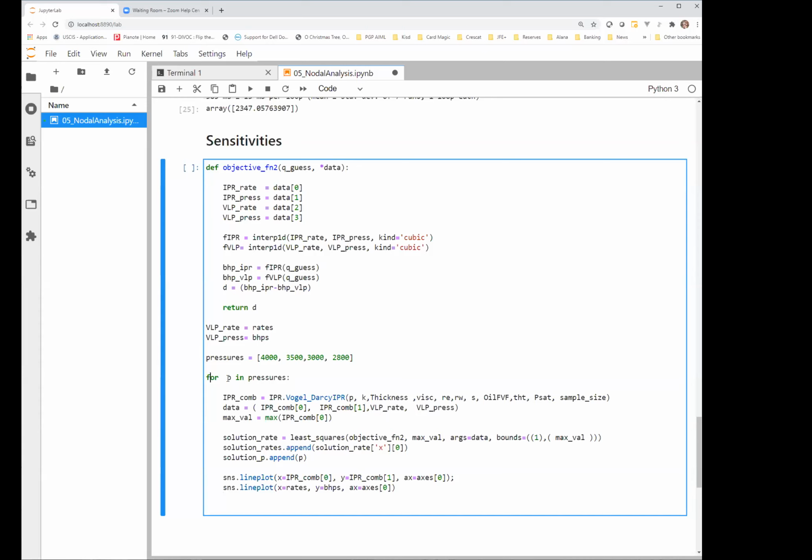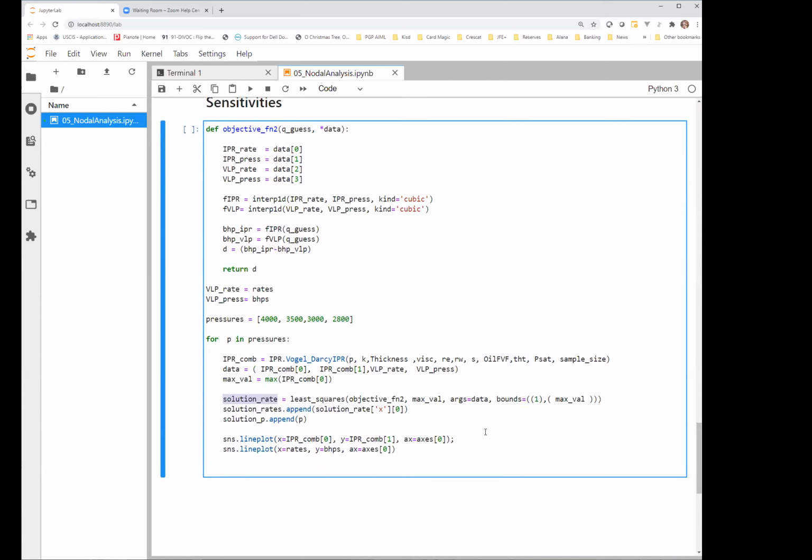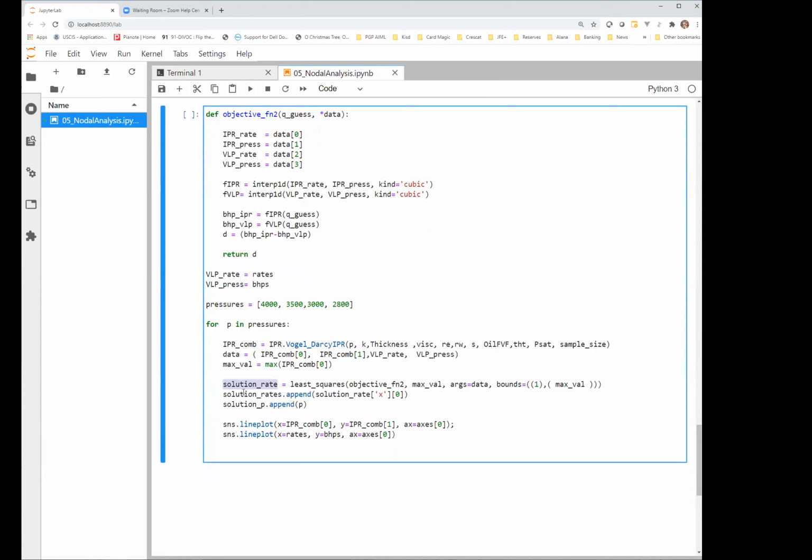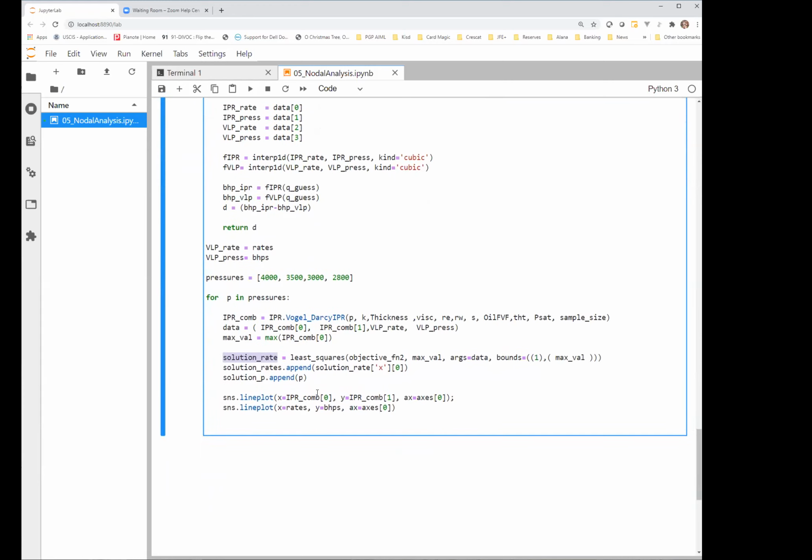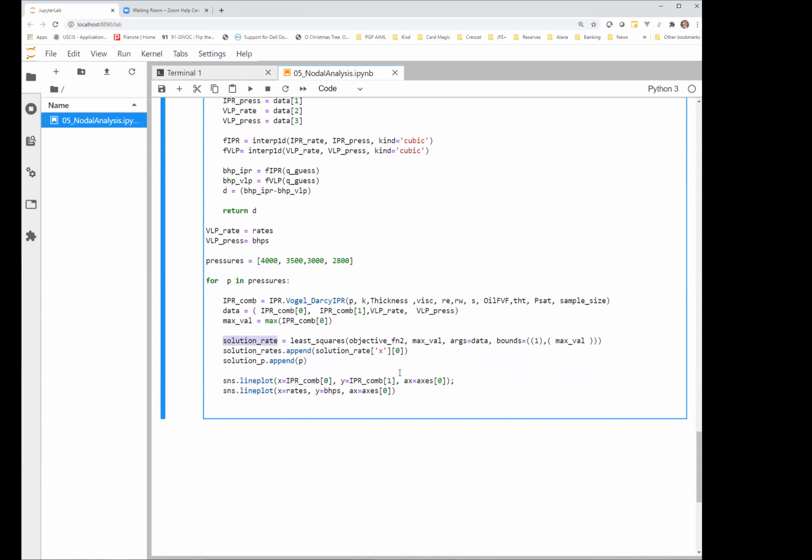So let me go into the details. We are going into the pressures. For each one of the pressures, I'm going to calculate my IPR. That's fine. This IPR I'm passing now into the data tuple. So this is the IPR, the solution from this, the solution from this. And the maximum value is going to be the maximum IPR value, and solving the same equation. And now I'm saving the solution rate for each one of them. Okay?